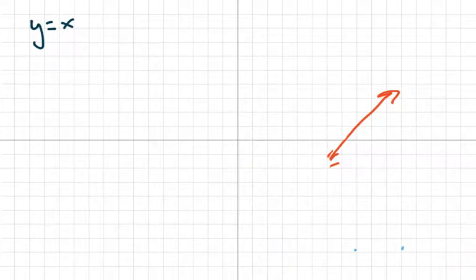Today we want to figure out what those parent functions are, and the real goal is that you really want to have these shapes in your head, because when you progress into future math courses, they're going to assume that you already know what these functions are. So let's do that. The first one is y equals x.